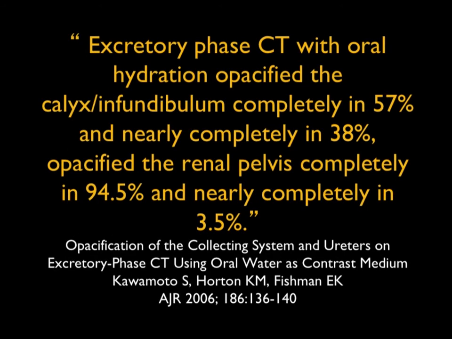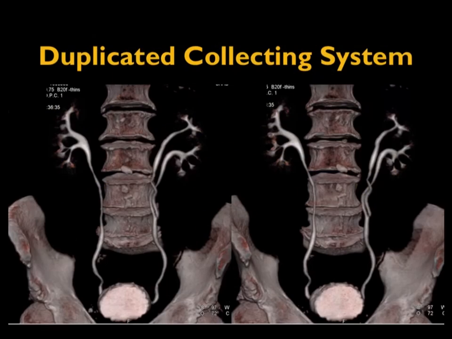Now, we talk about excretory phase being very important, and it is for a number of reasons. One thing for sure, without excretory phase, you're going to miss a lot of transitional cell carcinomas. It's important for looking at papillitis. It's important for looking at pyelonephritis. Our protocol, and we've discussed this again previously, water, IV contrast, gets a real good look most of the time at the calyces, duplication on the left.